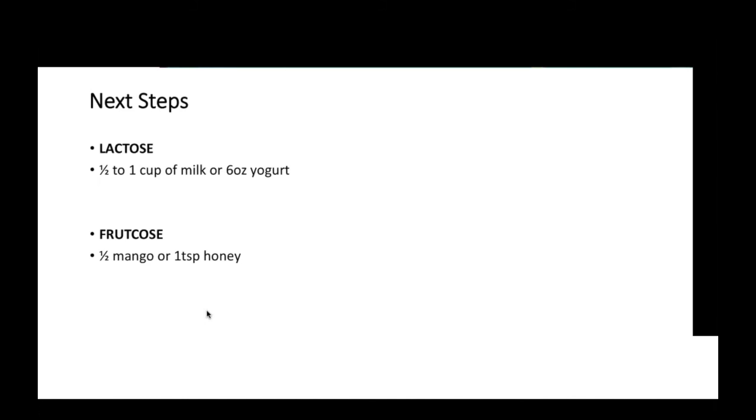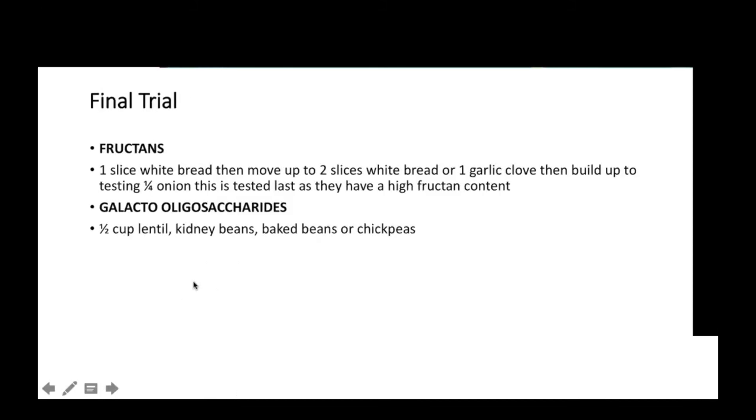If you find the polyols, so the mannitol and the sorbitol, are fine and you're not getting bloating, then you would try lactose next. And that would be a half to one cup of milk in one sitting, or 6 ounces of regular yogurt. Not flavoured yogurt, just plain yogurt. Again, if that was safe and you didn't have any reactions, you would then move on to fructose. And that would be either half a mango or one teaspoon of honey. All the instructions are in the Beat the Bloat book, but it's just good to go over them.